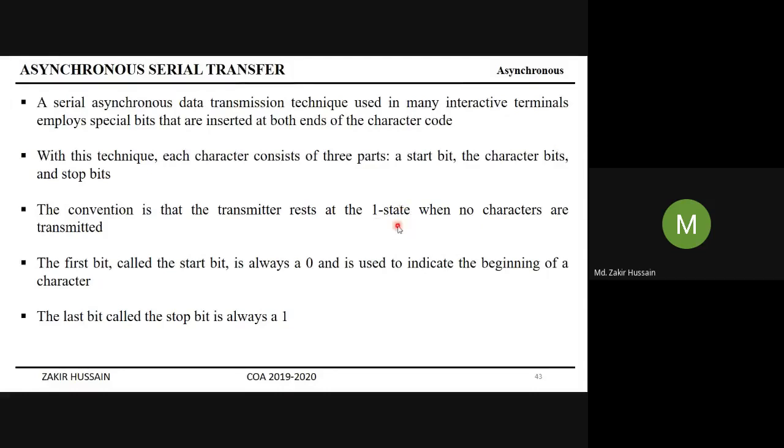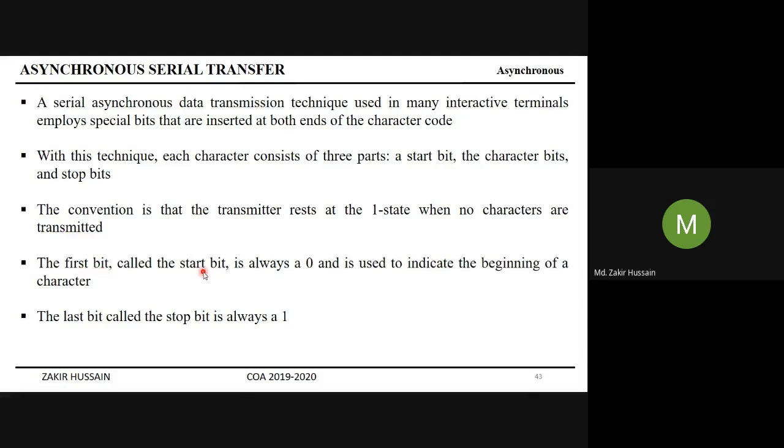Any machine will be in some state. Suppose your system is in some state when you are not working. When you start working, it comes into some other state. If it is hanging, suppose you press the power button for a long time, it may go to the restart state. So it is in one state. The convention is that the transmitter initially will be at one state when no characters are transmitted.